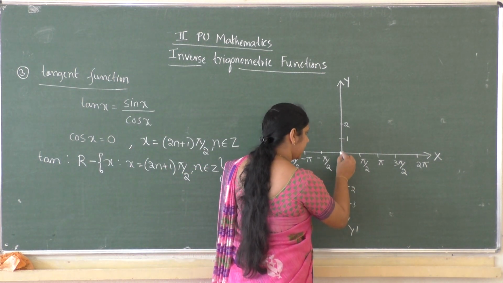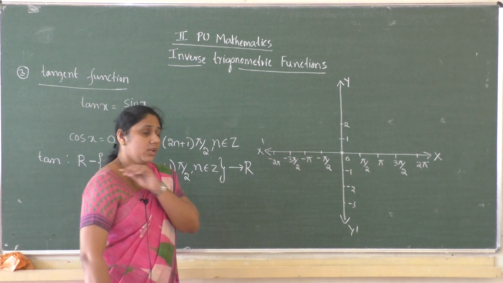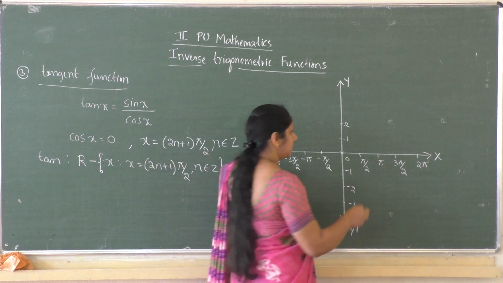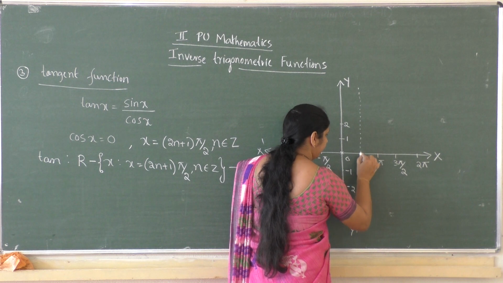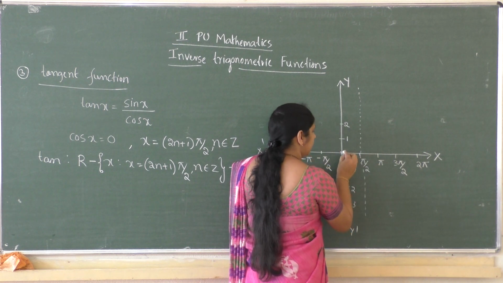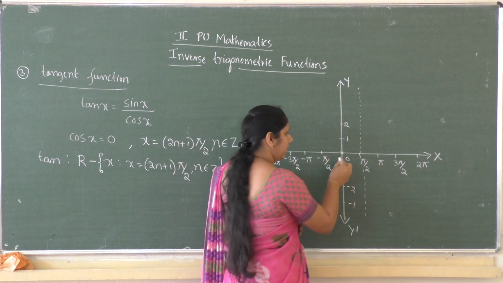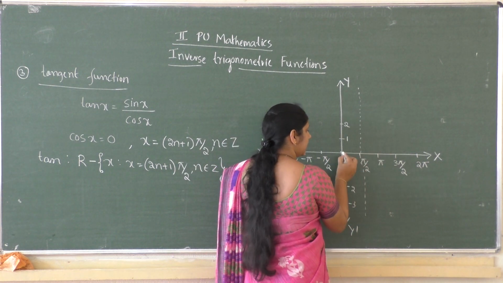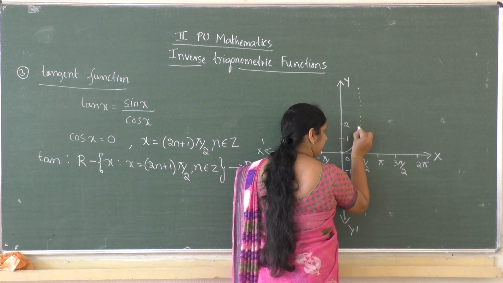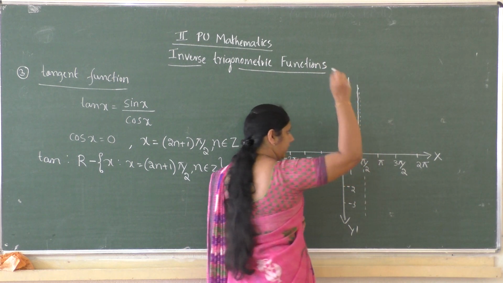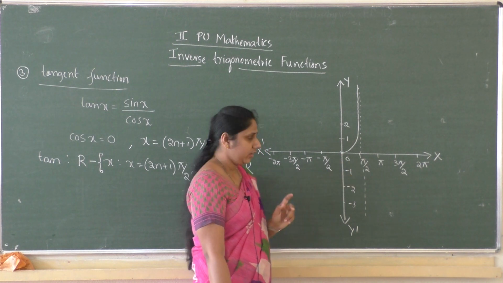Now we will do the graph. What is the value of tan 0? Tan 0 is 0. What about tan pi by 2? It is not defined, so I will draw a dotted line here in order to draw the graph. In the first quadrant we know that tan is positive, so the value near pi by 2 is infinity. So the graph goes from 0 to infinity. This is the graph of the tan function in the first quadrant.